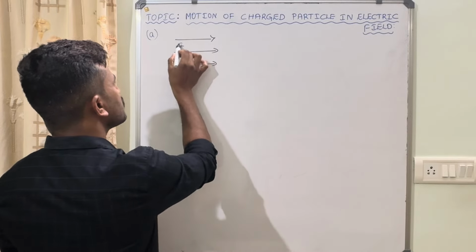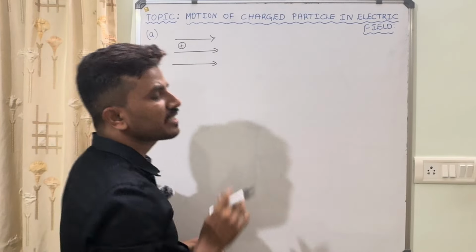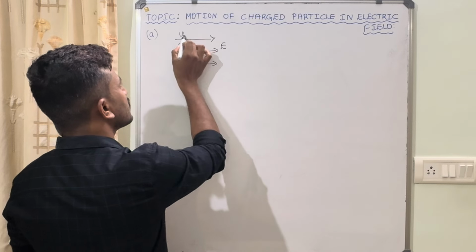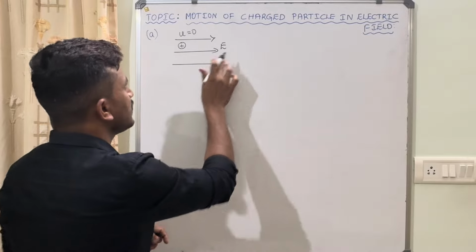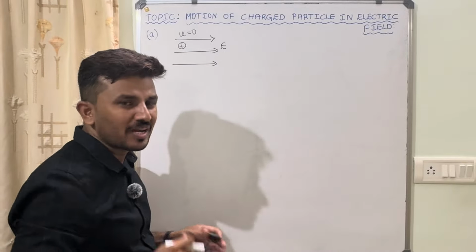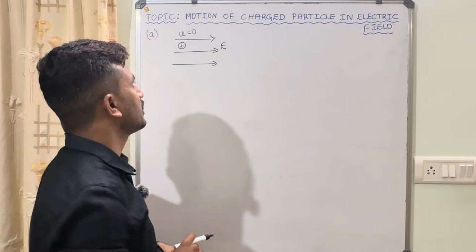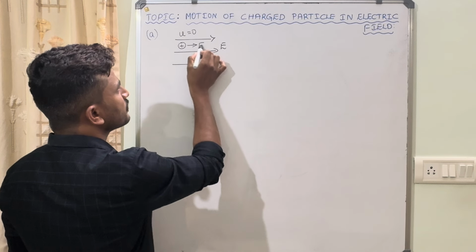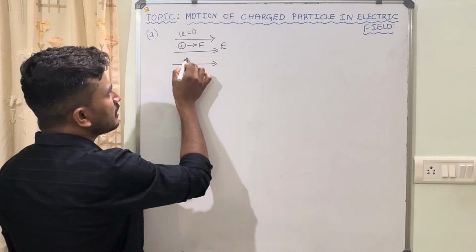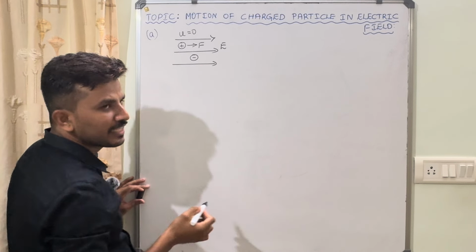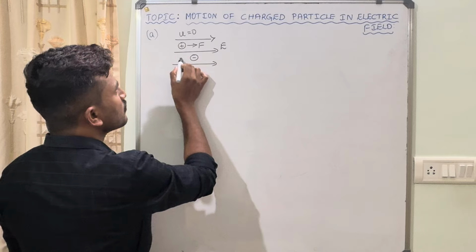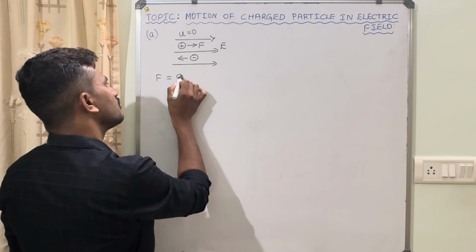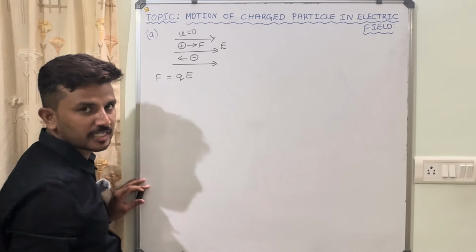When you consider a positive charge placed at rest, initially it is at rest. So, let us consider electric field is E and the velocity of the charged particle is 0 initially. So, it experiences a force in which direction? In the direction of electric field. If in case I place a negative charge at rest in electric field, it experiences force in this direction. So, what is that force equal to? Force is equal to Q into E, yes or no?